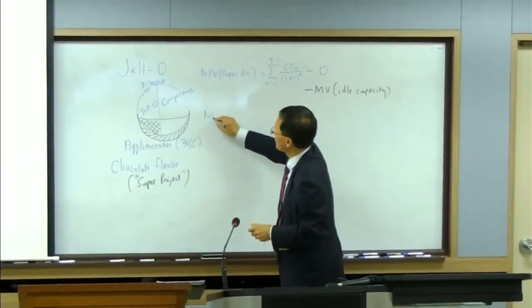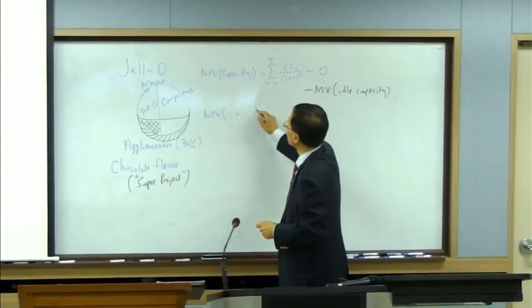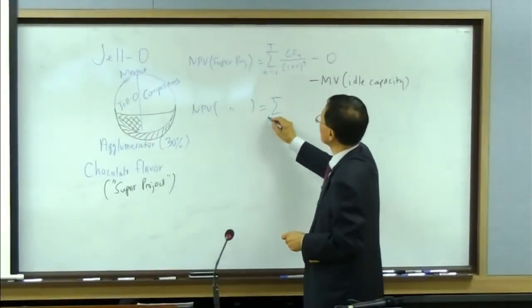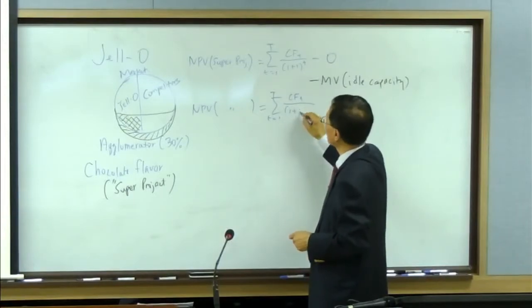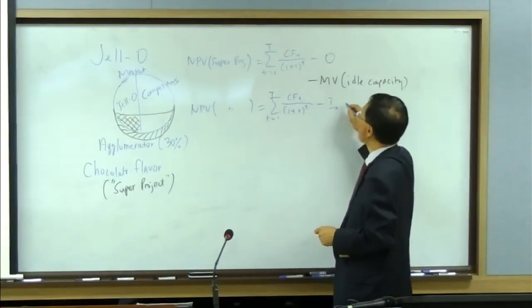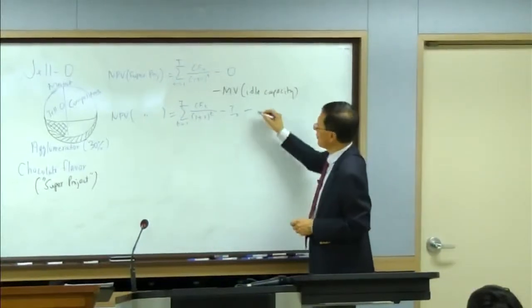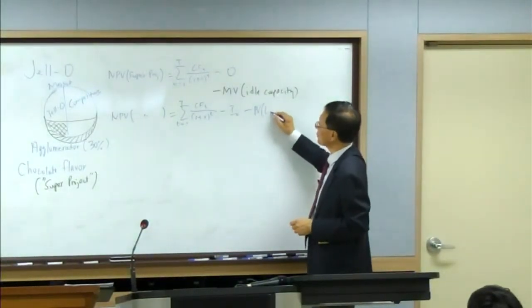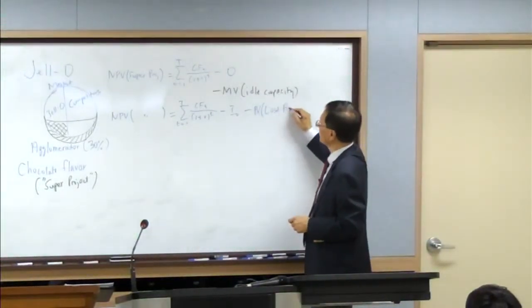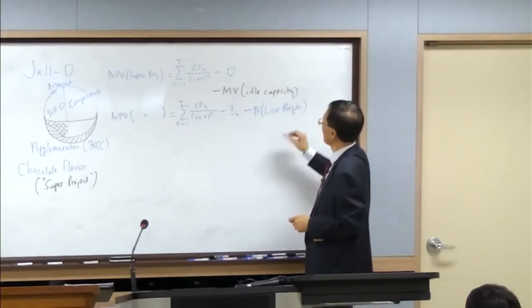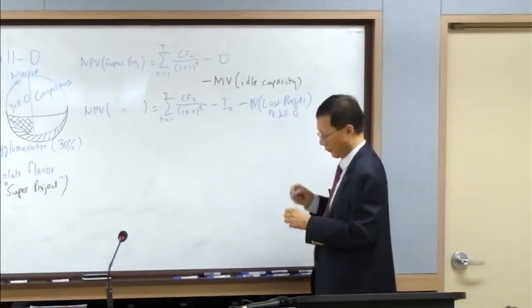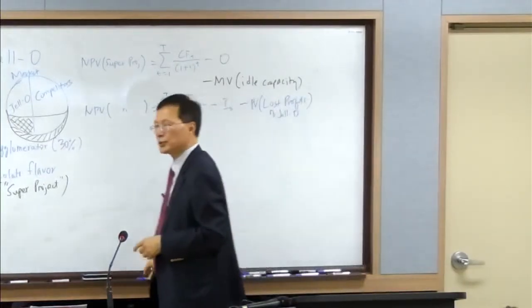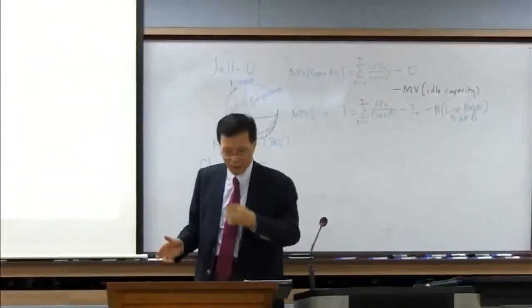So NPV, again, of the super project is the summation, t starting from 1 through T, of cash flow t over 1 plus r to the tth power, minus the initial outlay, minus the present value of lost profit of Jell-O. Should we subtract it or should we not?